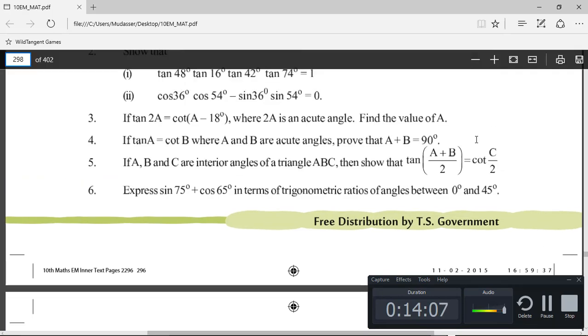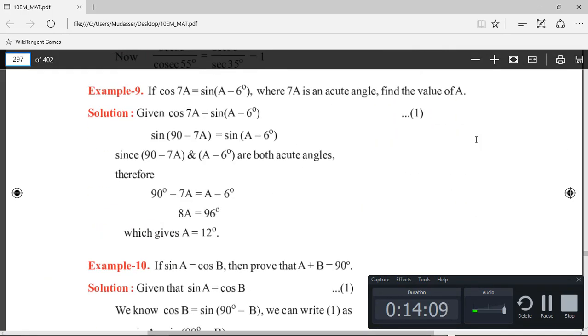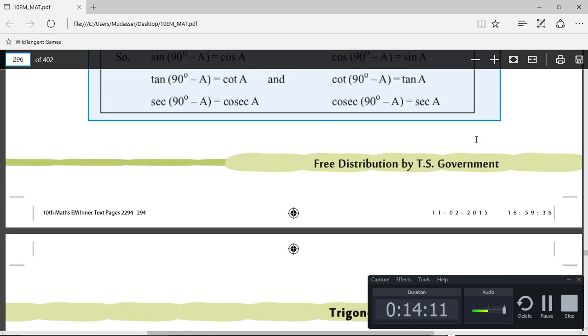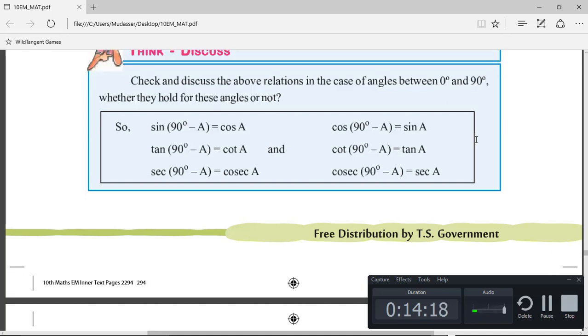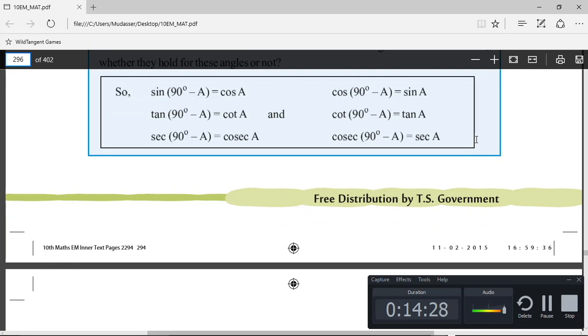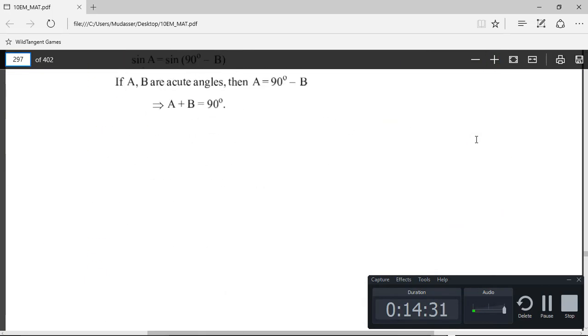So as I told you, exercise 11.3 completely depends on this table right here. If you have 90 minus theta, sine gets converted to cos, cos gets converted to sine, tan gets converted to cot, cot gets converted to tan, secant gets converted to cosecant, cosecant gets converted to secant. So this is the only table on which exercise 11.3 is based. Okay.